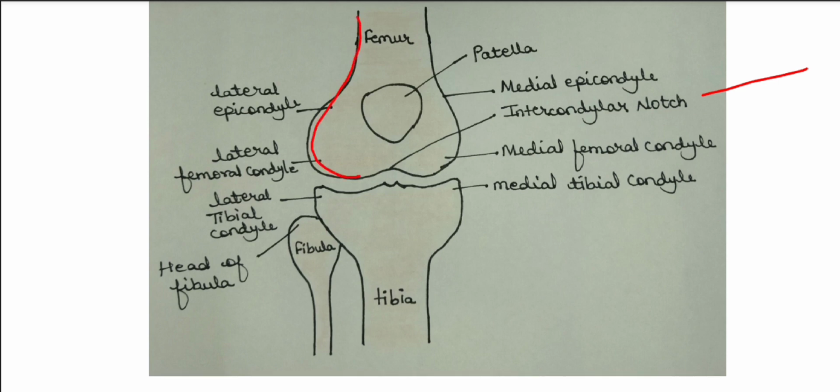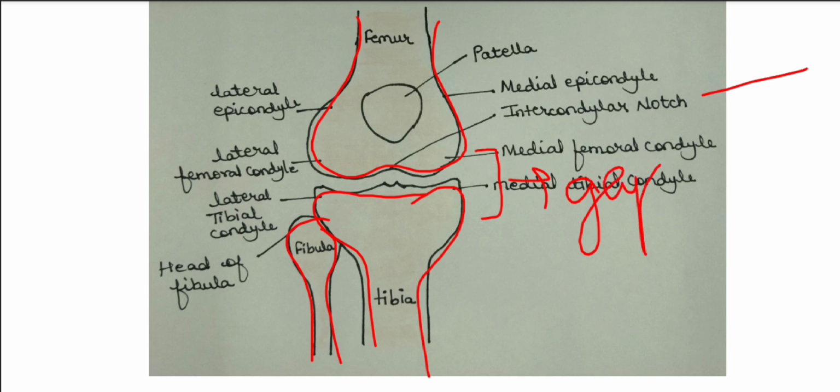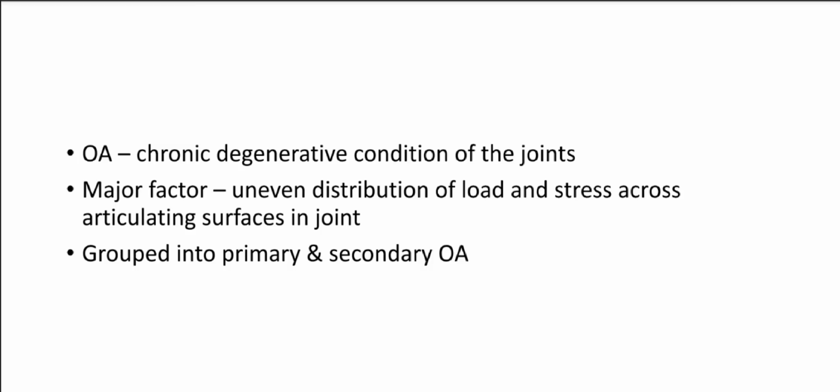So this is the femur and this is the tibia and fibula. Here you can see that a gap is present between the two articulating surfaces of the femur and the tibia. Osteoarthritis is a chronic degenerative condition of the joint. Chronic and degenerative means it mostly occurs in elderly individuals.